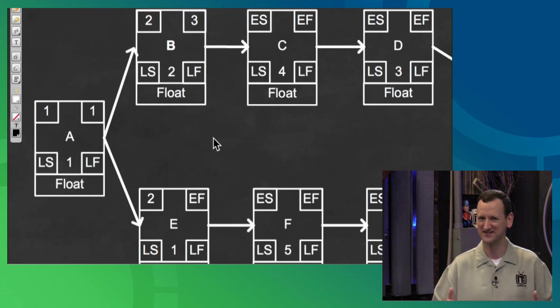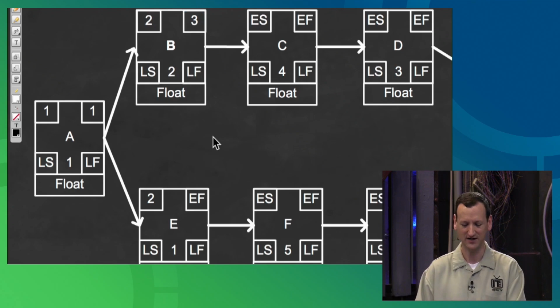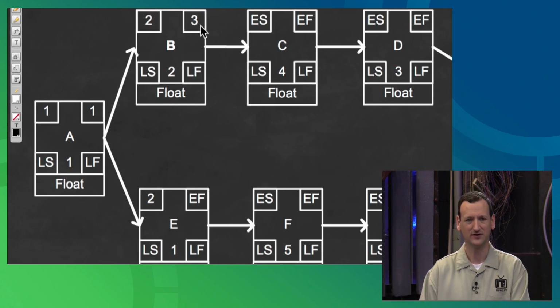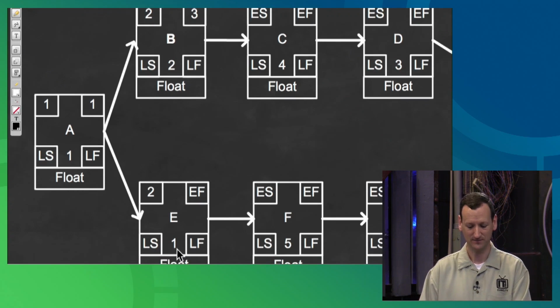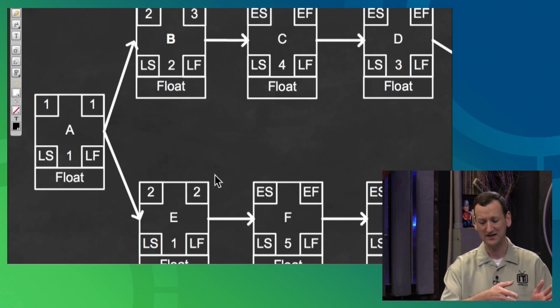I find that thinking of them as dates really helps me to make sure I get these numbers right. So January 2nd, January 3rd, there's my 2 days for task B. Task E is only 1 day, though. So it starts on January 2nd, it finishes on January 2nd. All right, so I fill those values in. And now I continue on.